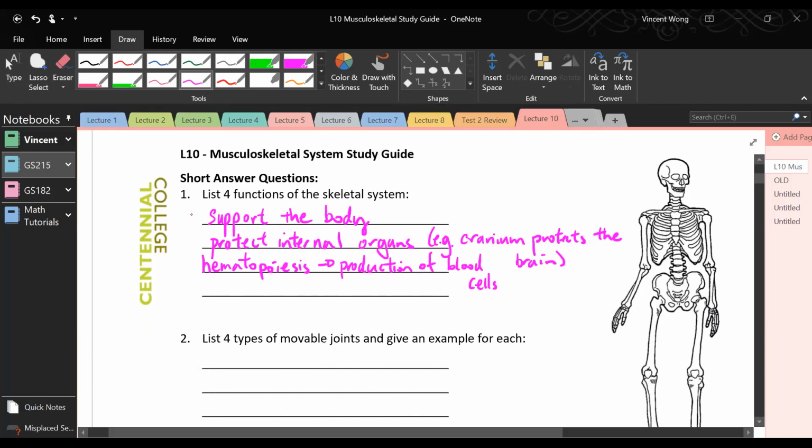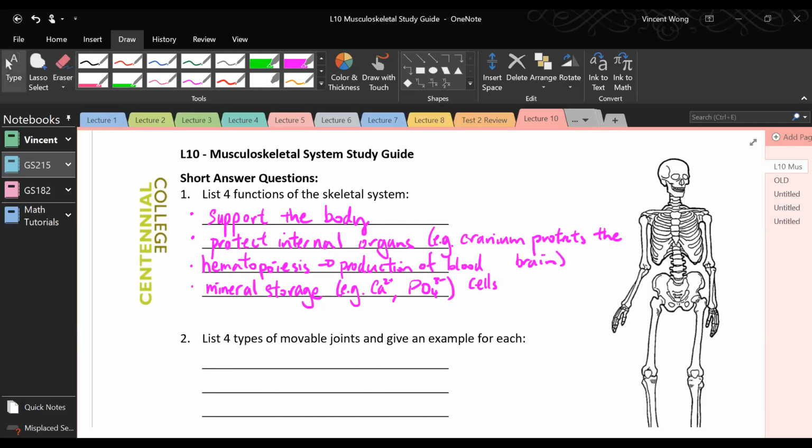A last function is mineral storage. Okay, so it will store salt that contains calcium or phosphate. These are the main functions of the skeletal system.